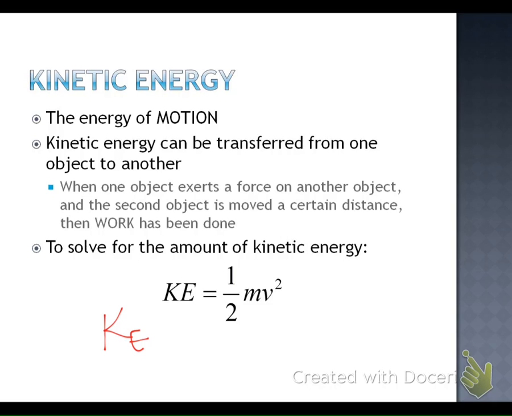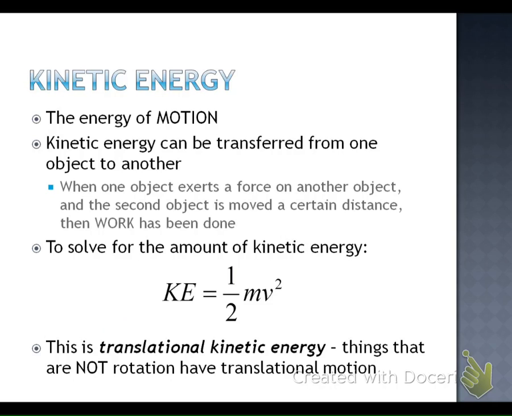Okay? 1/2 mv squared. This is translational, not rotational. You won't have any problems right now where you'll have to differentiate between the two. We're only going to be looking at translational in this chapter, but I want to make sure that we understand it's just this simple point A to point B type motion. It's not rotating. We're not having to look at the spin. We're not looking at any of that kind of stuff. Just simple velocity, distance.